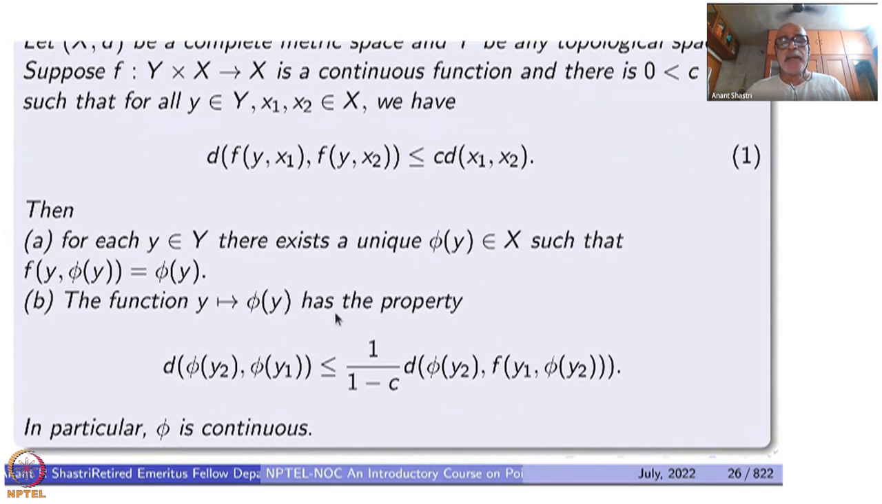This phi has the property that the distance between phi(y2) and phi(y1) is less than or equal to 1 divided by 1 minus c, that c, same c here, times the distance between phi(y2) and f(y1, phi(y2)). So this is a technical result that will be very helpful. In particular, you can immediately see that phi is continuous because of this one.